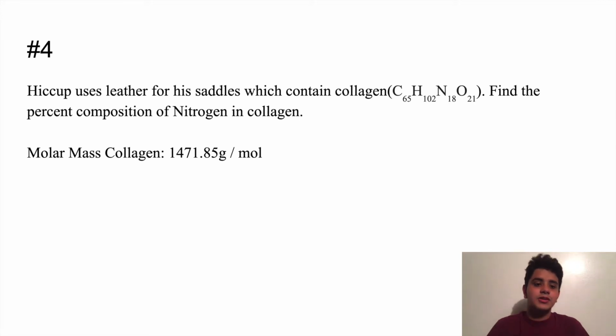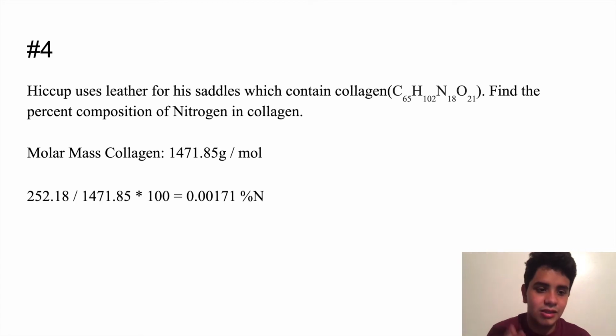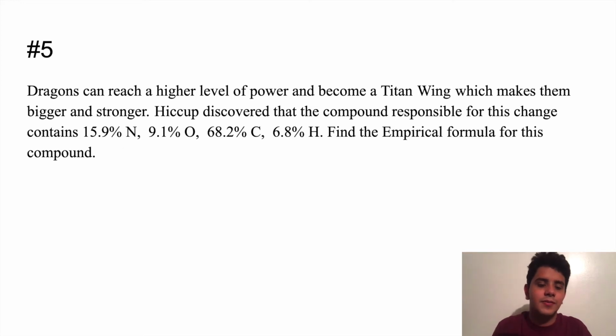The first thing you're going to do is find the molar mass of collagen. You're going to multiply each element by its molar mass on the periodic table, and that'll give you 1,471.85 grams per mole. The second thing you're going to do is divide 252.18, which is the amount of nitrogen in collagen, by the molar mass of collagen, which is 1,471.85, multiply that by 100, and it'll give you that there is 0.00171% nitrogen in collagen.